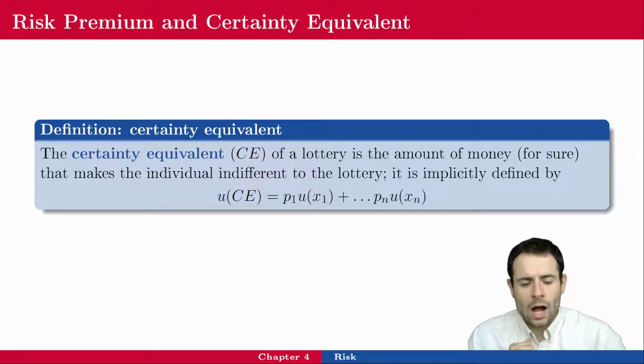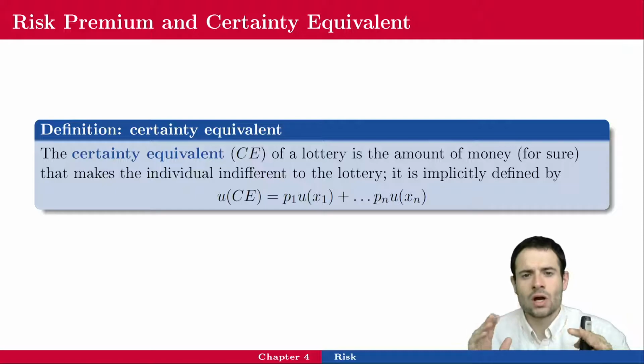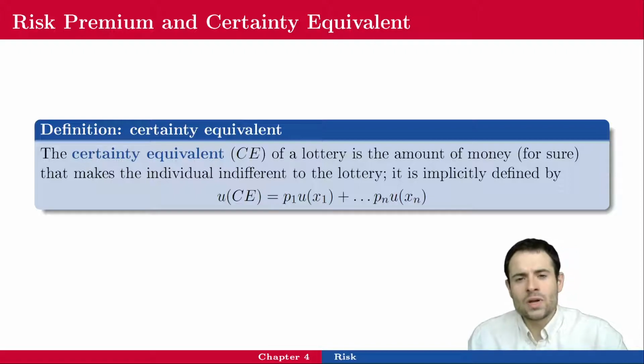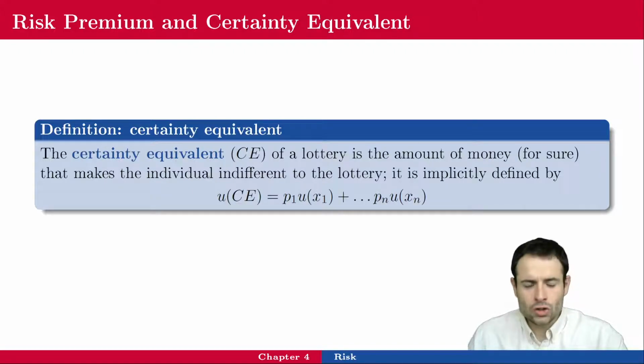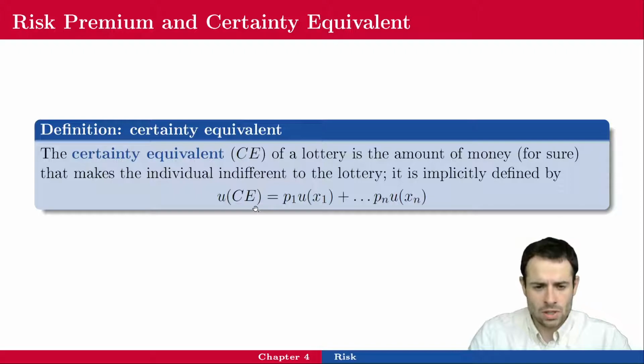Now, I want to talk about two concepts which are related together, which are related to how much money you are willing to accept or pay to not play the gamble. So the first one is called the certainty equivalent. The certainty equivalent of a lottery is the amount of money, for sure, that makes the individual indifferent to the lottery. So if he's indifferent, whether he gets the money for sure or whether he plays the lottery is the same to him.